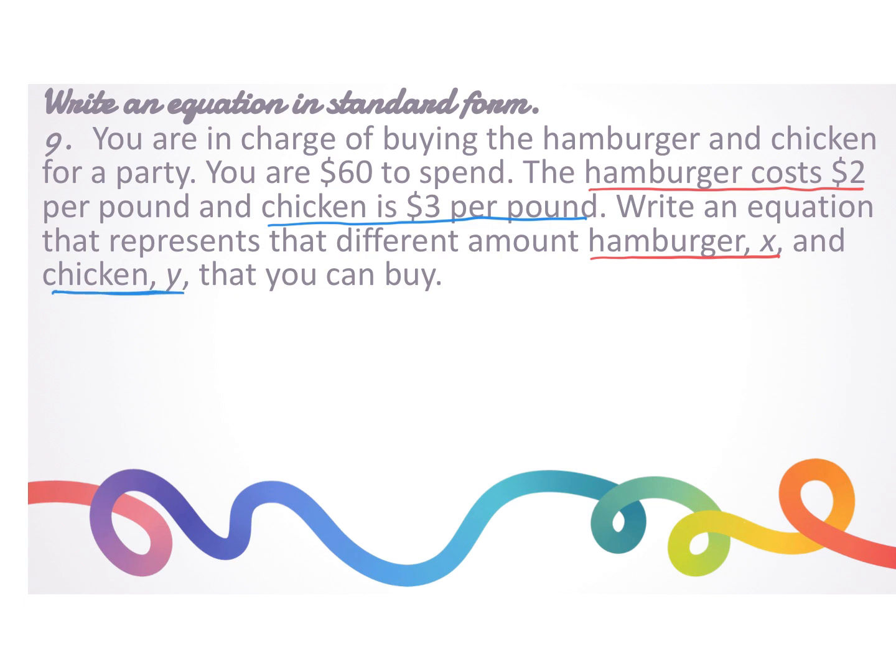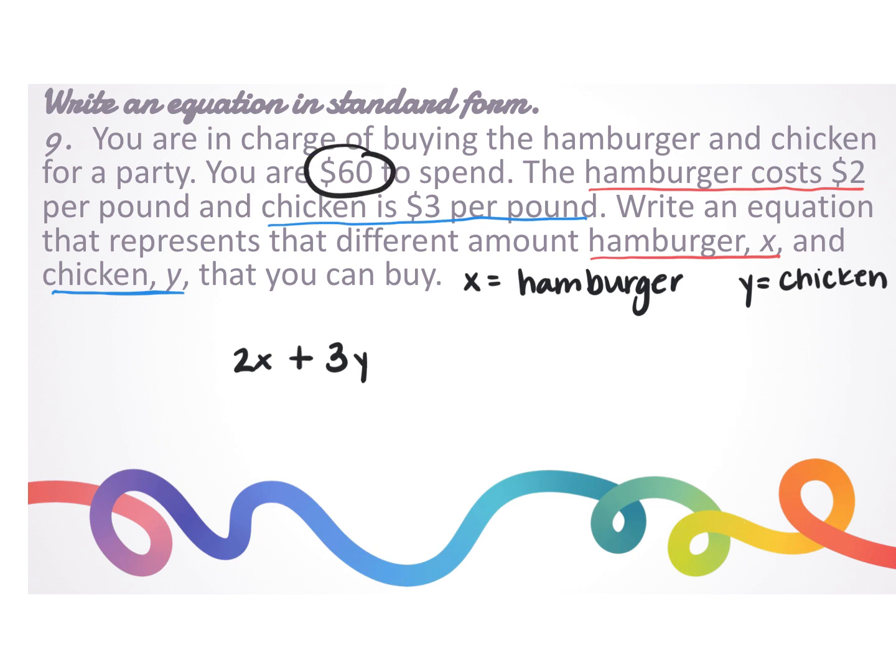So I'm going to just rewrite this just so I remember. I'm going to say x equals hamburger and y equals chicken. So now I'm going to say the hamburger was $2, so 2x plus the chicken was $3, 3y. And how much do I have to spend? I have $60 to spend. So that's my equation: 2x plus 3y equals 60.